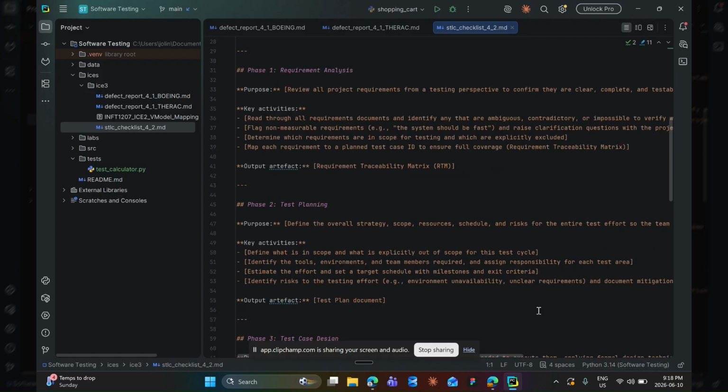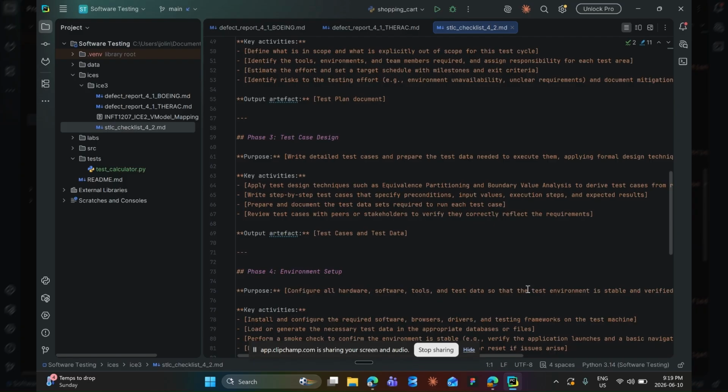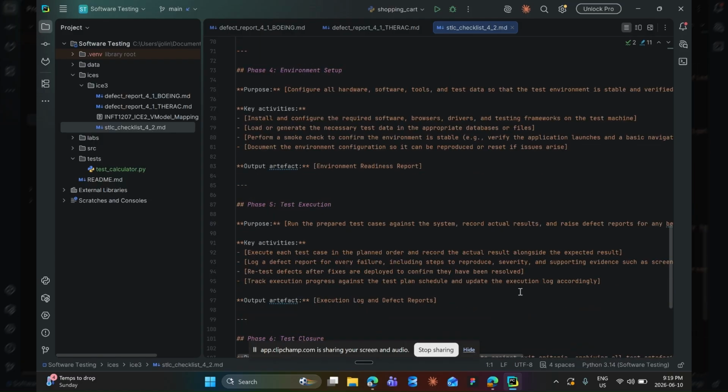Phase two, test planning. The test plan defines scope, approach, resources, and risk. Write an explicit list of what's out of scope. It protects you from being blamed for things never planned to be tested. Phase three, test case design, test cases plus test data. Therac needs adversarial test cases: fast operator input, concurrent state transitions, fault injection. None of that was written. And phases 4, 5, and 6, setup, execution, and closure: environment readiness before you run a single test.